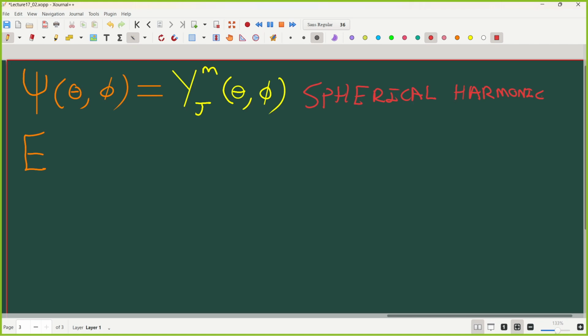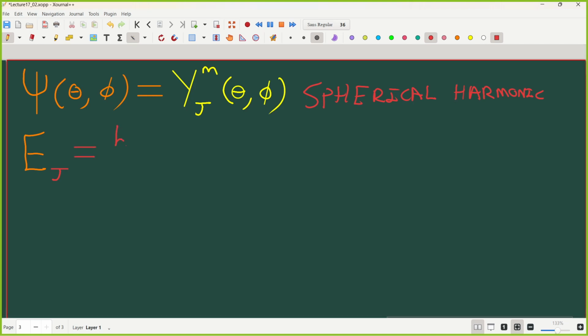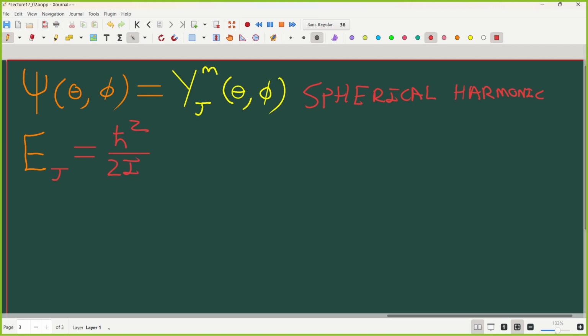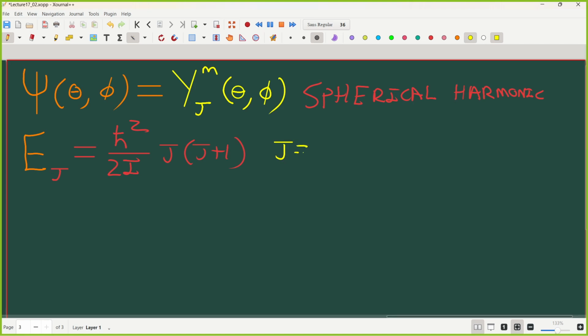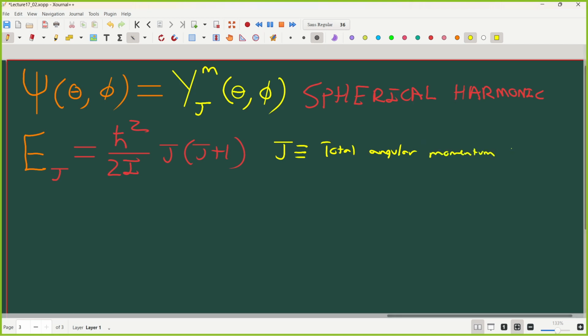Now, I'll write some functions down in a few minutes. But let's look at the energy. So the energy is a function of just one of the quantum numbers, J. And the energy of this is h bar squared over 2 times the moment of inertia, times the quantum number J times J plus 1. J is what's called the total angular momentum quantum number.